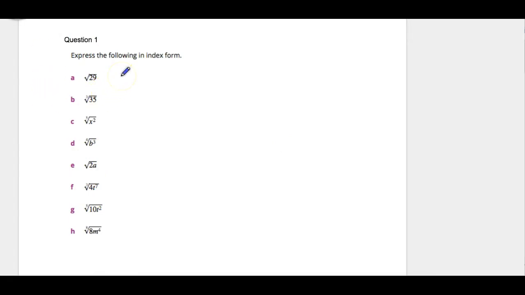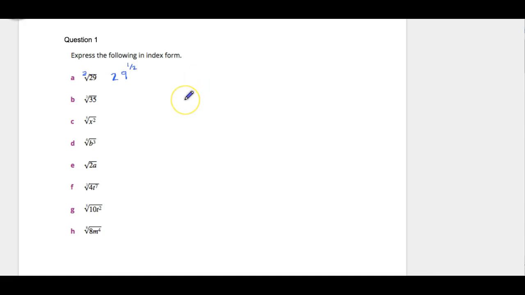So the first one, we've just got the square root of 29. Now, if there's no number written here, it is the number 2. To work out the square root of 29, you'd ask what number multiplied by itself gives you 29, which is not what we have to do here. We only have to write them in index form. So it's 29 to the power of a half, which is the same as the square root of 29. The square root sign is the same as saying to the power of a half.